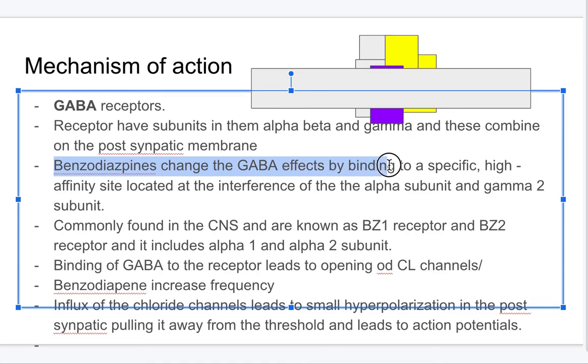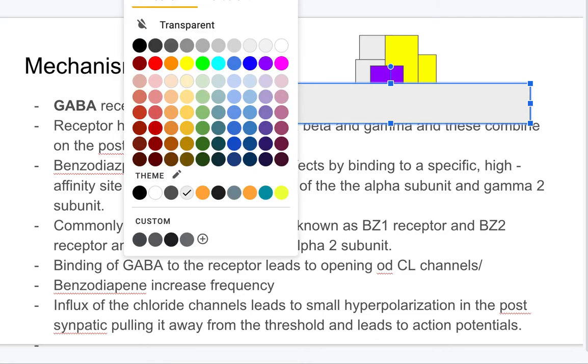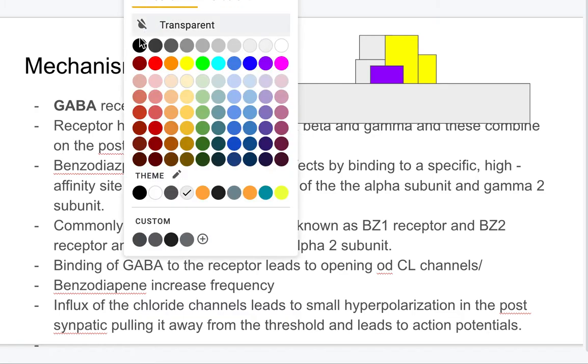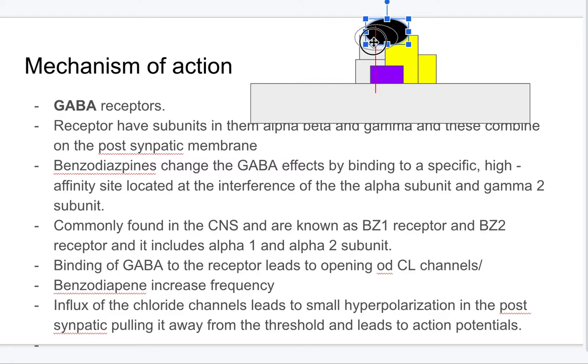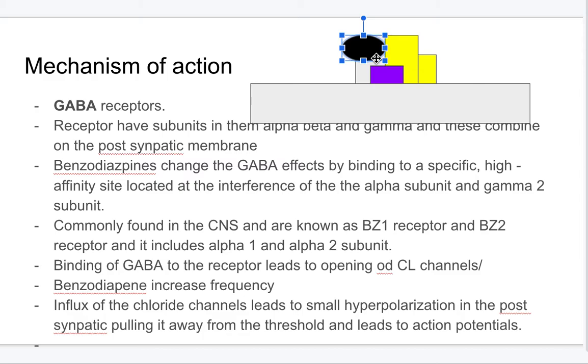Benzodiazepines change GABA binding by giving it a higher affinity. Let's say this black circle is our GABA. In the presence of benzodiazepine, which I'll draw in blue, benzodiazepine binds here and then GABA binds here, and it increases the affinity of binding, meaning it increases the stickiness, and it allows GABA to bind there more frequently. I'm going to be explaining that more.